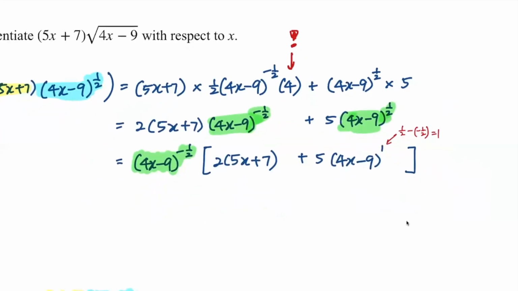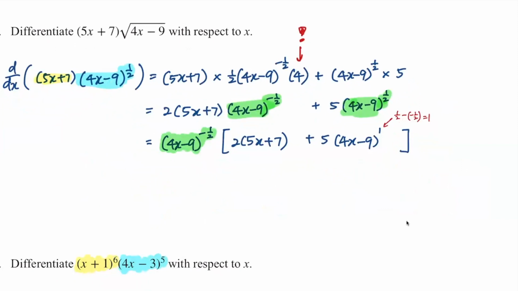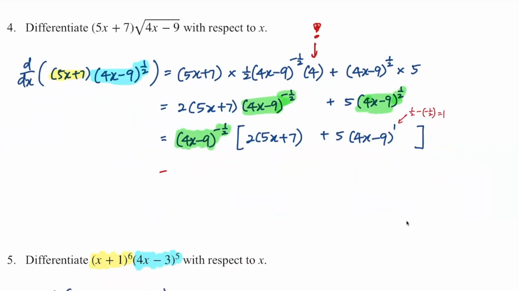But the important thing is you need to do this factorization because, as you will see later on, first and foremost, everything inside you can expand and simplify. So you'll get 10x plus 20x, and then 14 minus 45. That will give you minus 31. So you will get something like this after you simplify what's in the bracket.